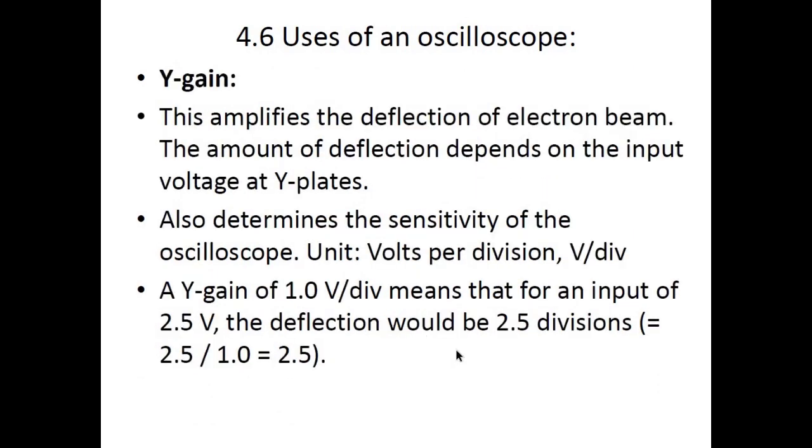Y gain. What is Y gain? This is basically the amplitude on your screen which amplifies the deflection of the electron beam. The amount of deflection depends on the input voltage at the Y plates. It also determines the sensitivity of the oscilloscope. Its unit is volt per division. A Y gain of 1 volt per division means that for an input of 2.5 volts, the deflection would be 2.5 divisions, or your wave would have an amplitude of 2.5 units or 2.5 divisions.